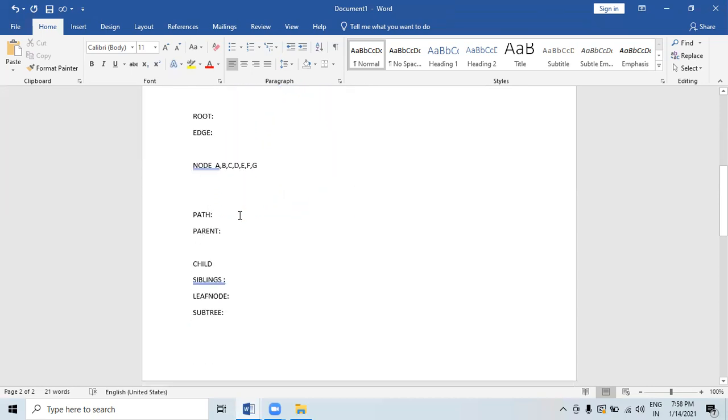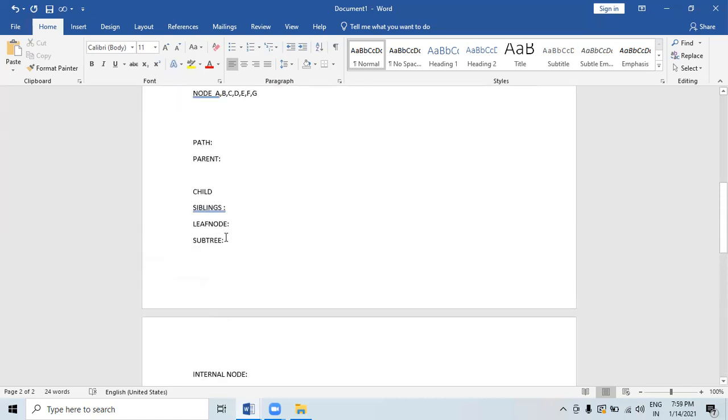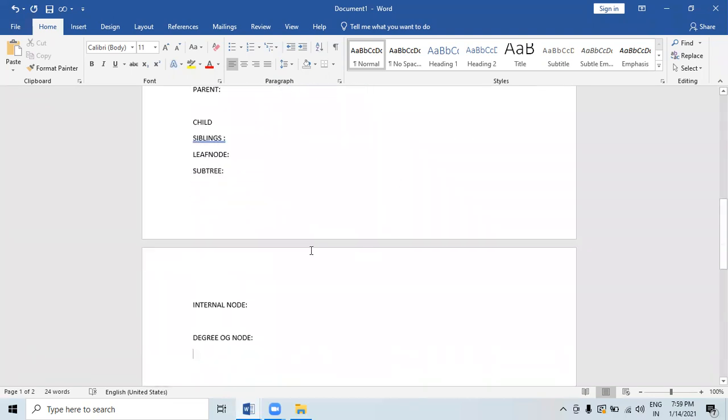Degree of node. In a tree data structure, the total number of children of a node is called the degree of the node. In simple words, the degree of a node is the total number of children it has. In the above tree, C is having two children, right?